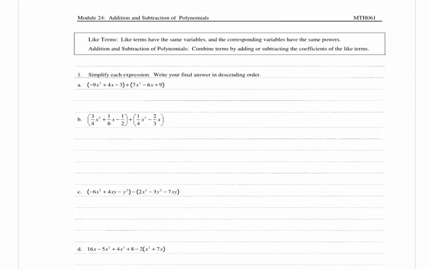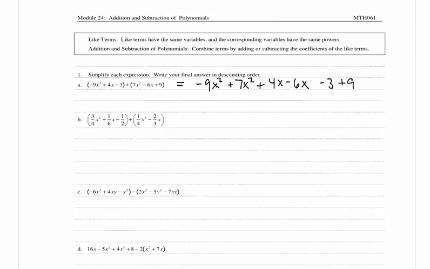In 1, it says simplify each expression. Write your final answer in descending order. In A, we have negative 9x squared plus 4x minus 3 plus 7x squared minus 6x plus 9. And it wants us to have our final answer in descending order. So what I'm going to do first is group all of my like terms in descending order. So I have negative 9x squared, and then I have plus 7x squared, and 4x, so plus 4x minus 6x, and minus 3 plus 9.